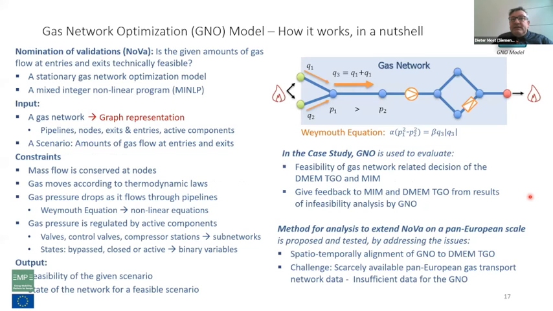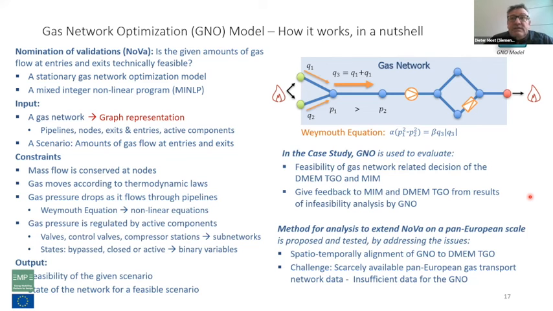What is happening here? We are using a gas network optimization model. How it works, in a nutshell: we have a nomination validation model. It's a physical model. It models a gas network, pipelines, nodes, exits, entries, and active components. The scenario, the amount of gas flows at the entries and exits, comes basically from the considerations of what we've done in the models before. We consider the constraints of mass flow, gas pressure drops and Weymouth equations. Gas pressure can be regulated, and the output is the feasibility of the given scenario.